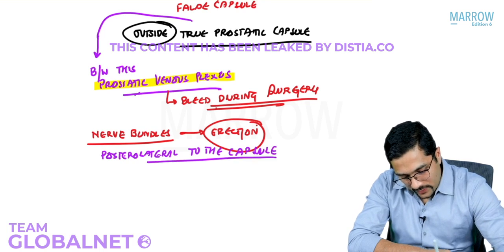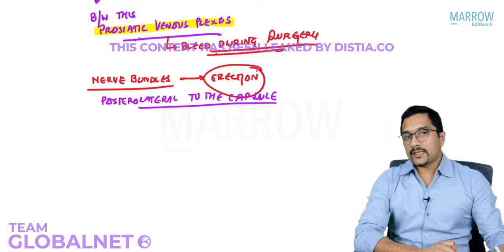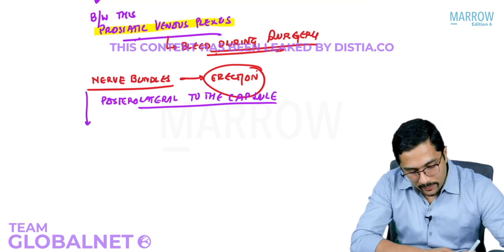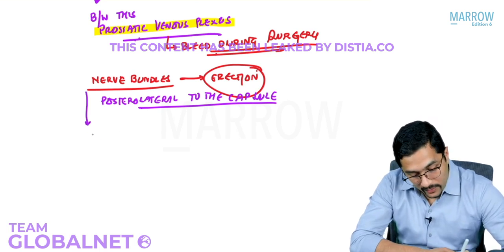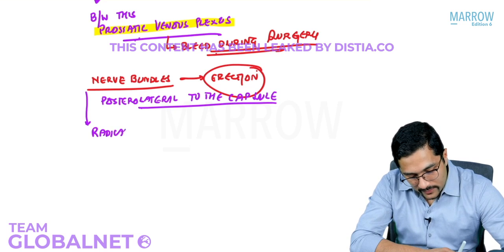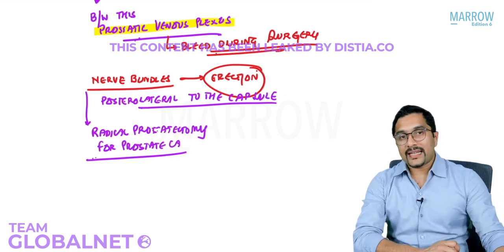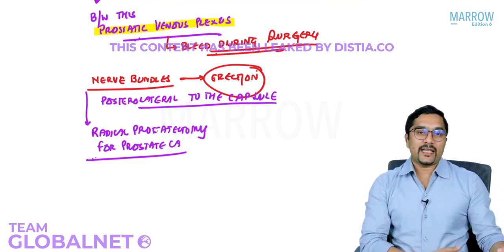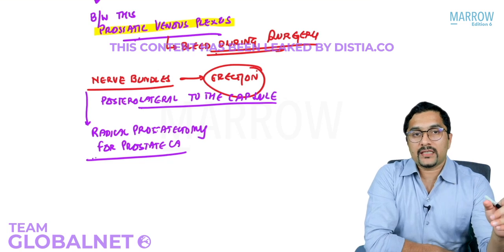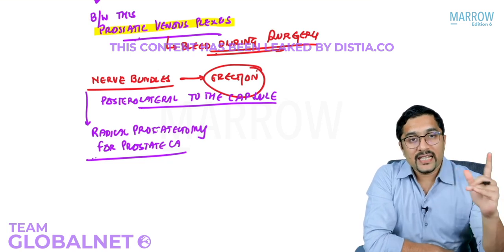Lie posterolateral to the capsule. So what is the significance of this? Supposing the patient is undergoing a radical prostatectomy for prostate cancer, these nerves can get injured, and if these nerves get injured, then erectile dysfunction can occur. Right? Erectile dysfunction can occur.